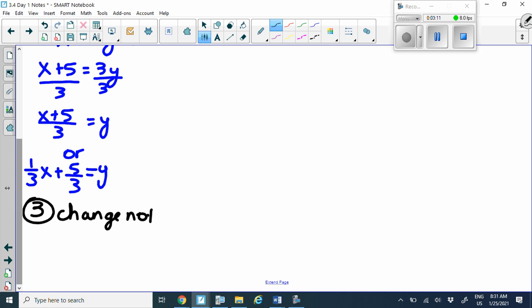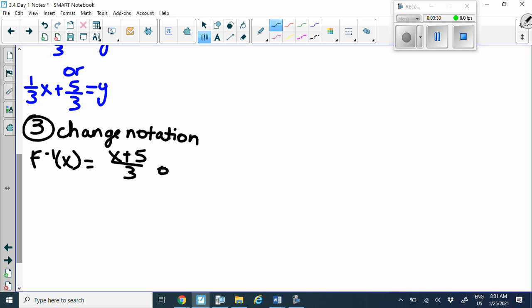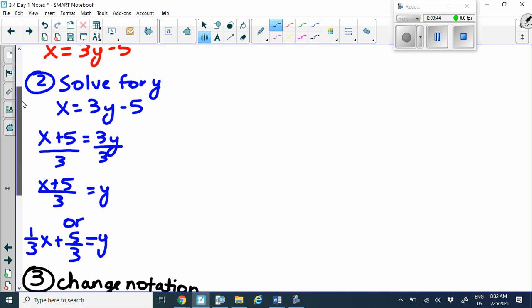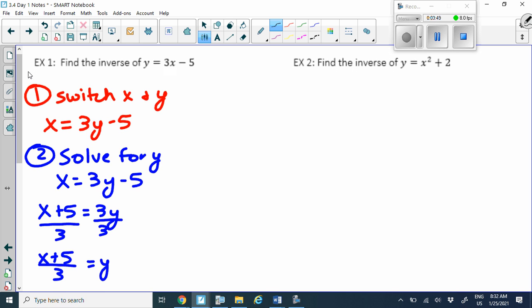So change notation. And what that means is, instead of having y equals, we're going to use what is called f inverse of x. So we're going to be using that notation. So I have f inverse of x, and so that could be the x plus 5 over 3, or remember, you could also write it as 1/3 x plus 5/3. Both ways work there, okay? But make sure you change that notation. So change the y into the f inverse of x. Okay, I would like you guys to go ahead and pause the video and try example number 2 there.